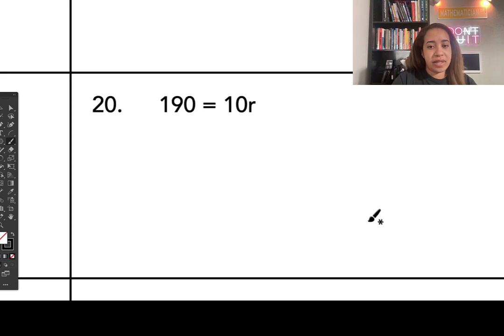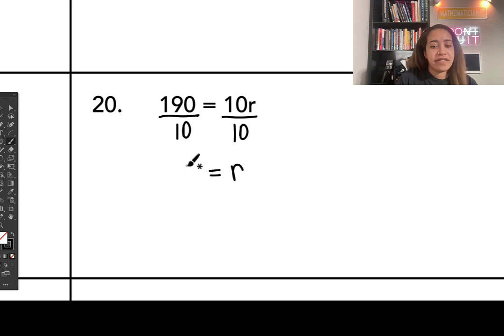Here is number 20. We see a number right next to a variable, so we remember that that means multiplication. The opposite of multiplication is division. So we are going to divide both sides by 10. That cancels the 10s, so I have r all by itself on the right side, and on the left side, 190 divided by 10 gives us a final answer of 19.